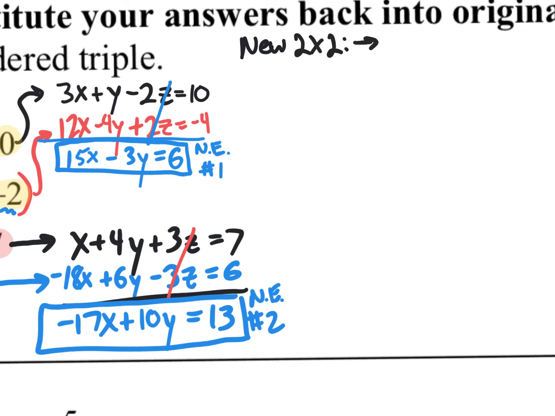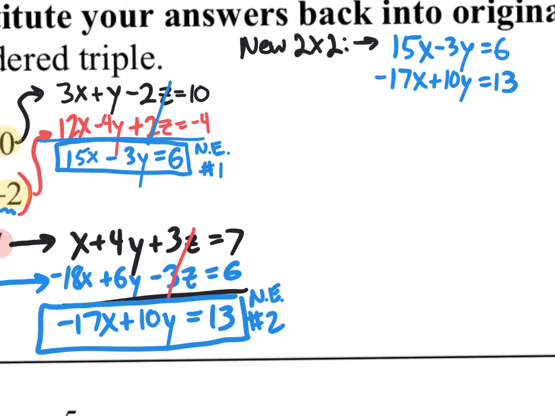So what is my new 2x2 system? I have 15x minus 3y equals 6, and then I have negative 17x plus 10y equals 13. Do we all see that all I did was take this new equation and this new equation, and I just rewrote them, right? And now we have a 2x2 system like we had last week that we could solve using linear combinations, right? And that is step 3. Create your new 2x2 system. Here it is. Now solve it, okay?